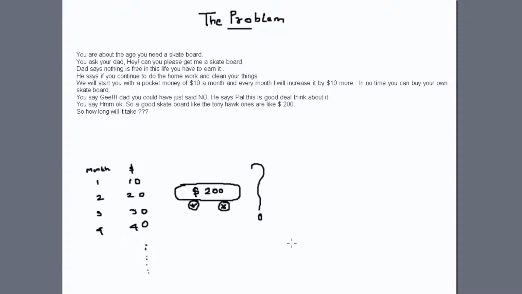So first let's try to bring the numbers into a table and try to visualize what it looks like. So if you draw a table with month and dollars, so first month you're going to get $10, second month you're going to get $20, third month you're going to get $30, fourth month you're going to get $40. You see why your dad says this is a good deal. Now how long will it take to reach $200 so that you can buy the skateboard? Now that's the problem. Let's take a look at the solution.